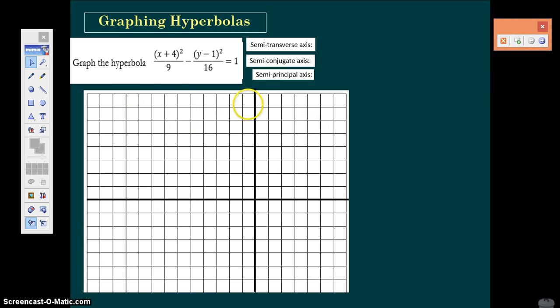We have here a hyperbola already written in the correct standard form. You know this is a hyperbola because that's a minus. If it were a plus, it would be an ellipse, and you know how to do that already. It's a minus, so it's a hyperbola.